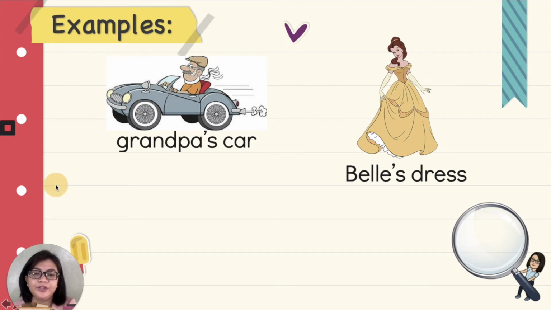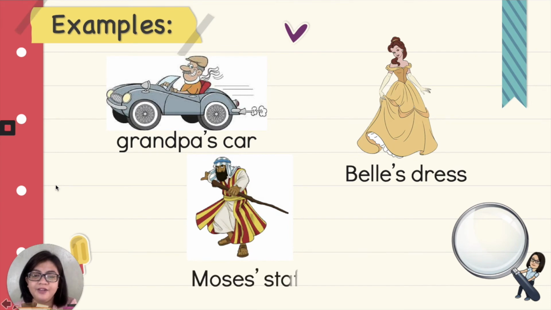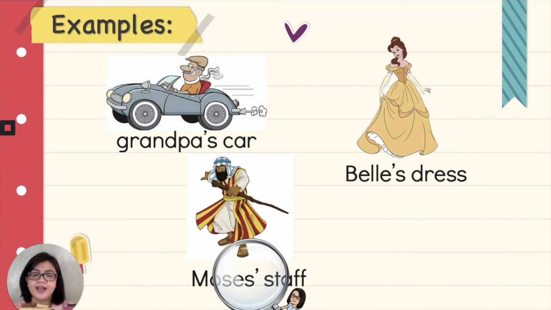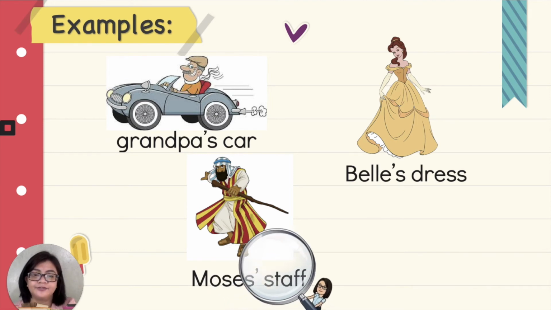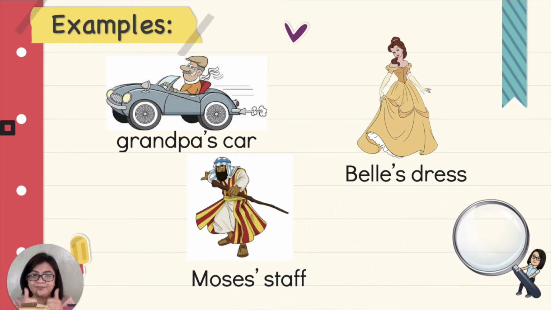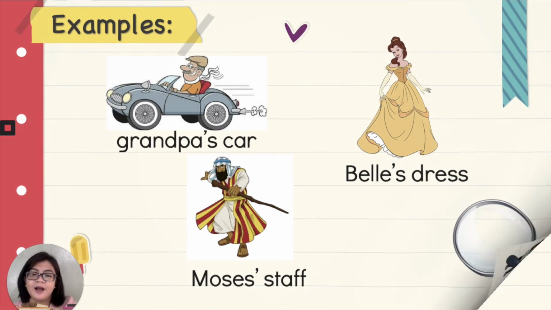For our third example, we have Moses' staff. As I mentioned a while ago, if the name already ends with the letter S, there is no need to add apostrophe and S. Just add an apostrophe at the end of the name. Moses ends with the letter S, so you just have to add an apostrophe. So it becomes Moses' staff. Okay, very good. Now let's practice.